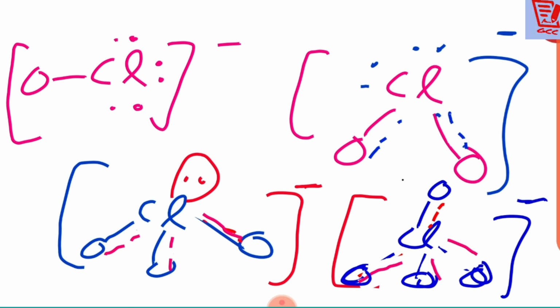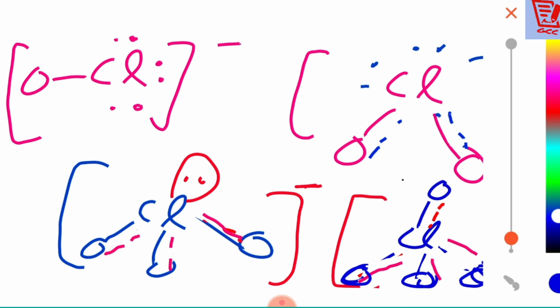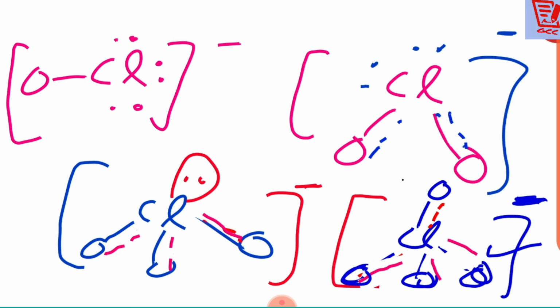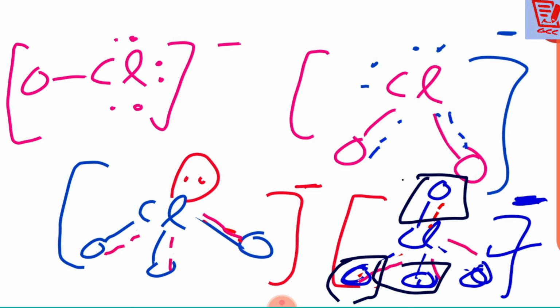Now we have to see why this one, ClO4 negative, is maximum stable. You can see ClO4 negative is maximum stable. The reason behind it is very simple: here the negative charge is delocalized on the 4 oxygen. Now how many oxygen are there, beta? On the 4 oxygen, number 1, number 2, number 3 and number 4. Here the negative charge is delocalized on the 4 oxygen atoms. Is that clear? So that is why its stability will be more.